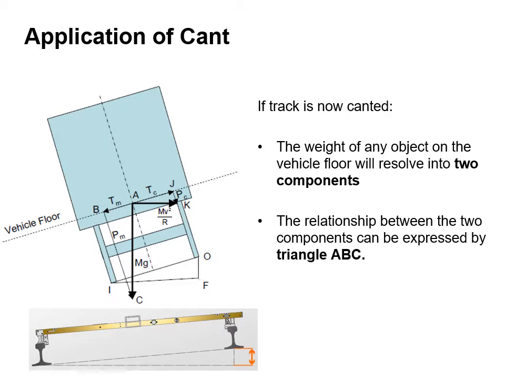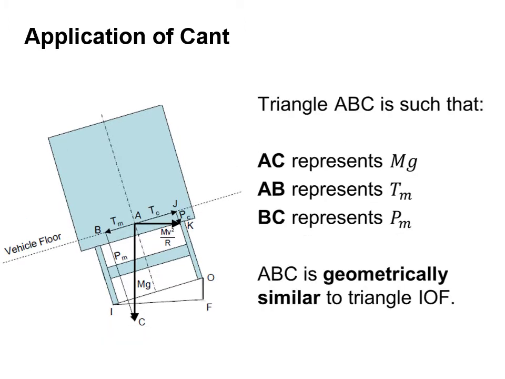So the weight of any object on the vehicle floor will resolve into two components. The relationship between the two components can be expressed by the triangle ABC. So the triangle ABC is such that AC represents the mass times gravity, AB represents T subscript M, which is the force in the plane of the rails, and BC represents P subscript M, the force perpendicular to the plane of the rails.